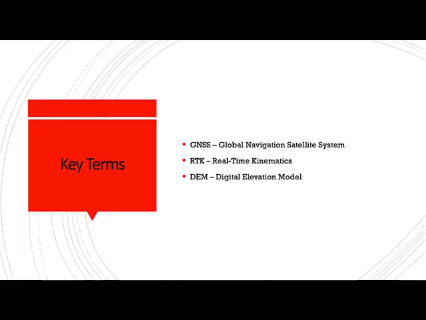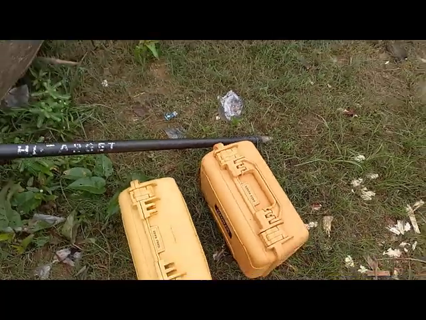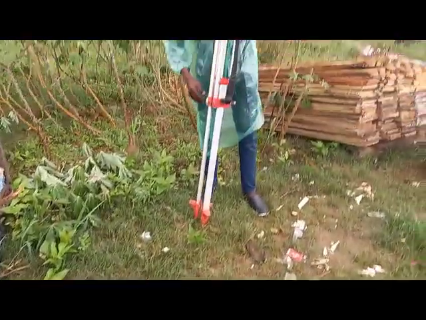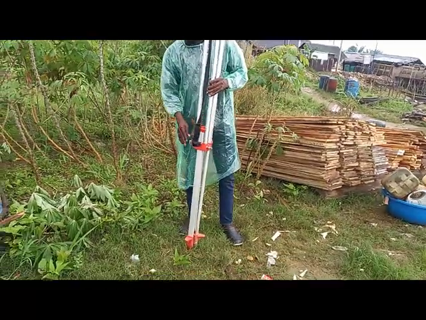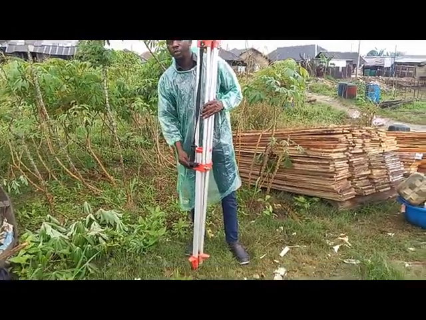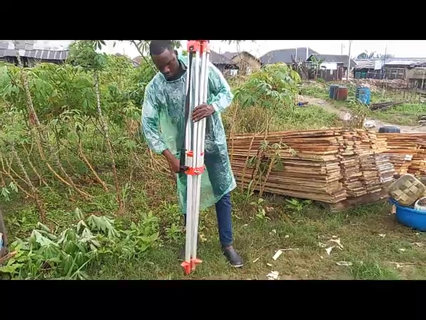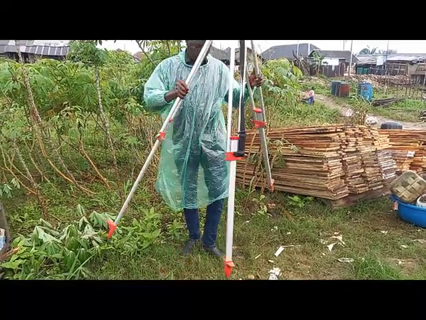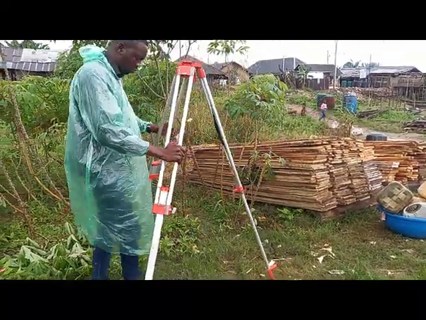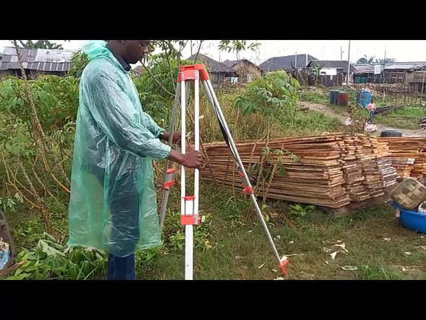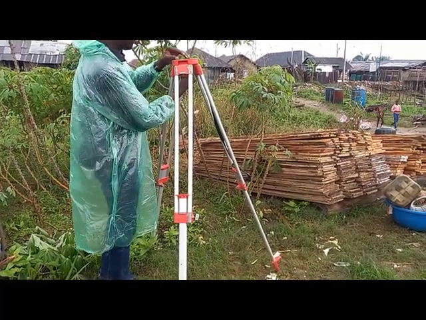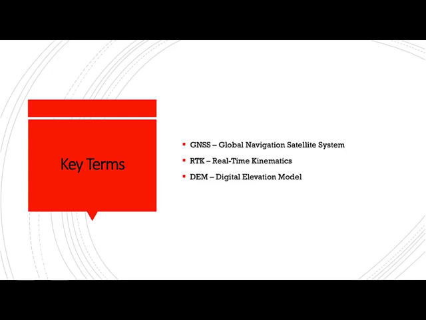So GNSS is actually Global Navigation Satellite System. This is a system whereby you have satellites hovering above the earth, and you have receivers on the ground which can pick up signals in terms of coordinates and location of those points where those receivers are. So it actually coordinates with multiple satellites in order to get accurate data.